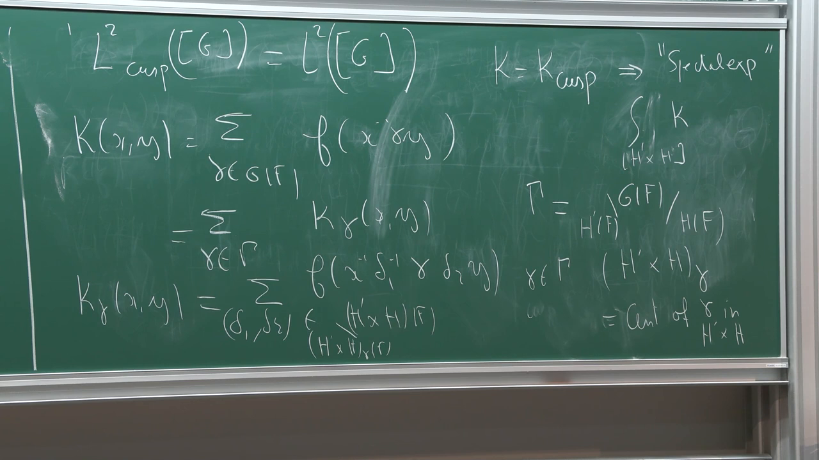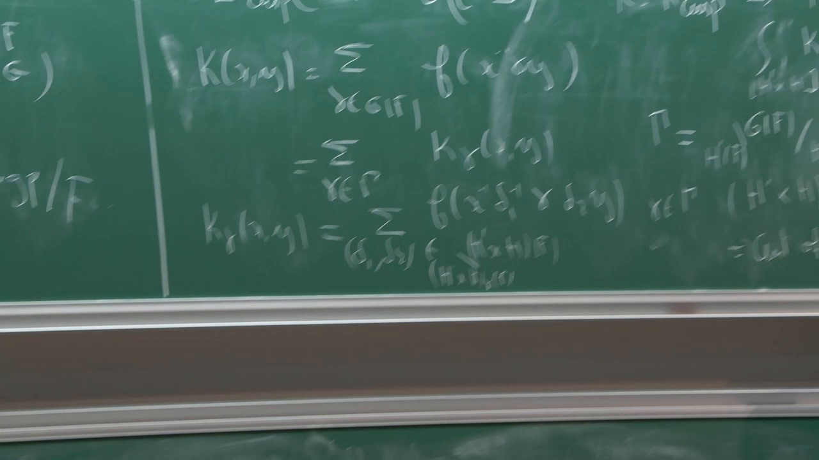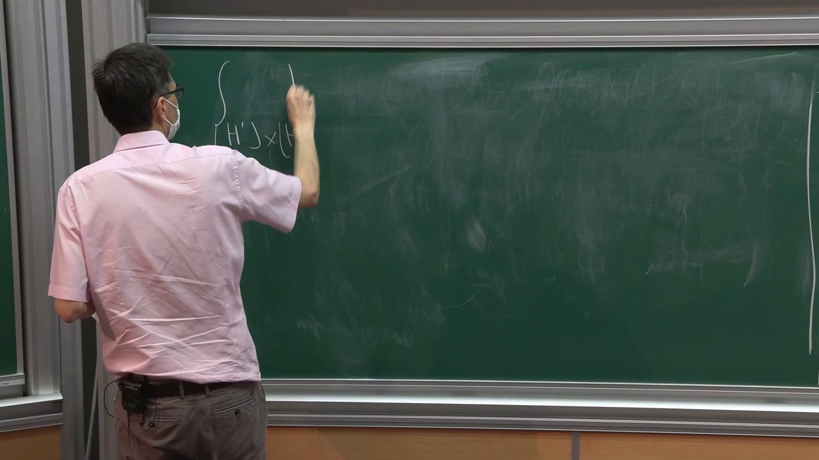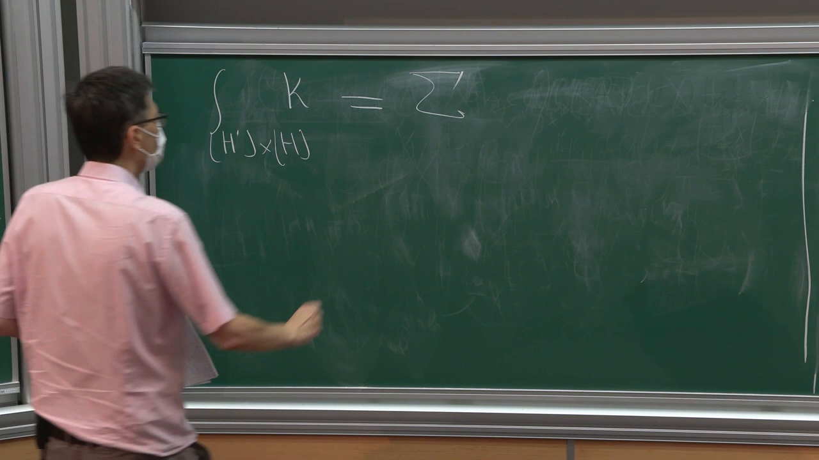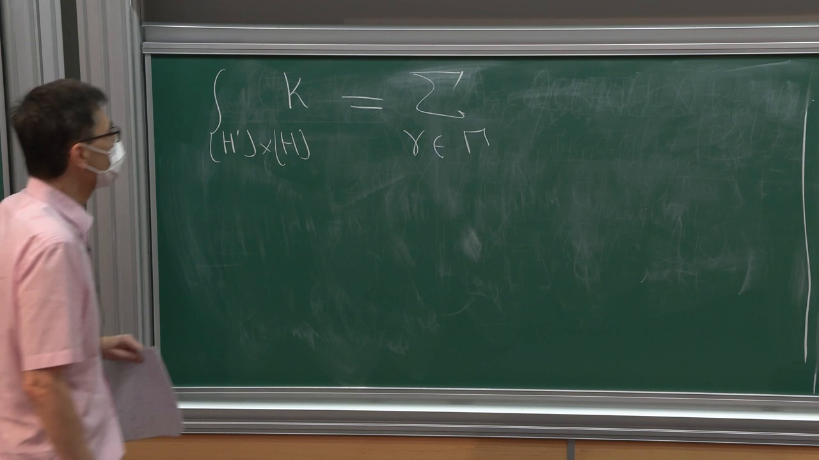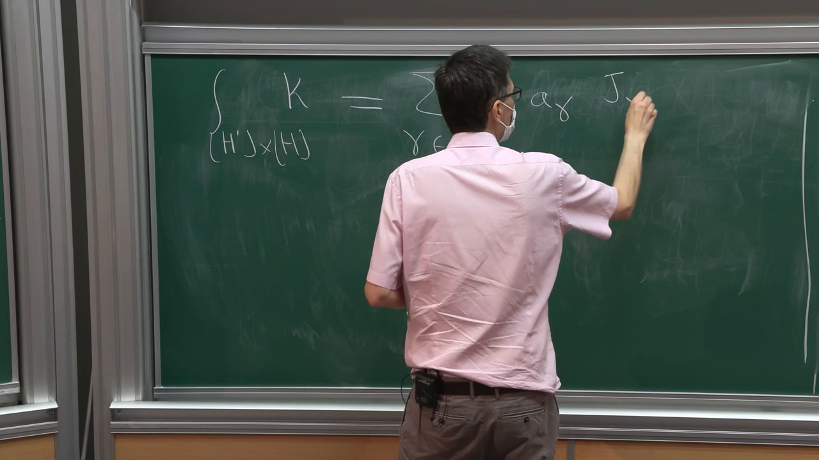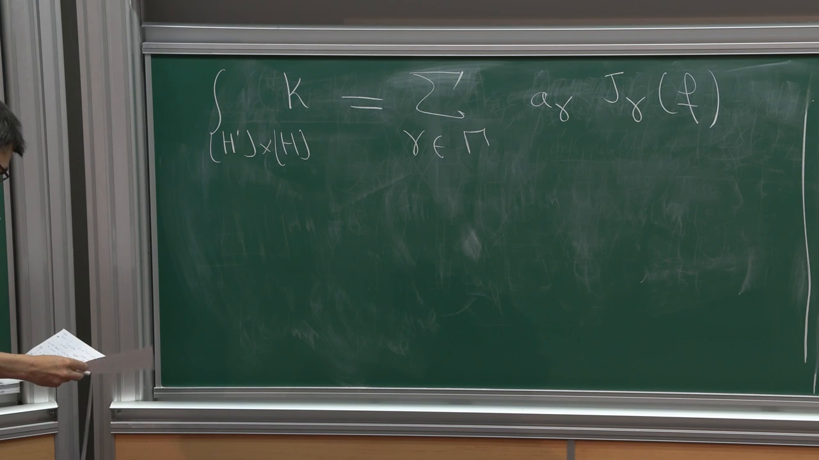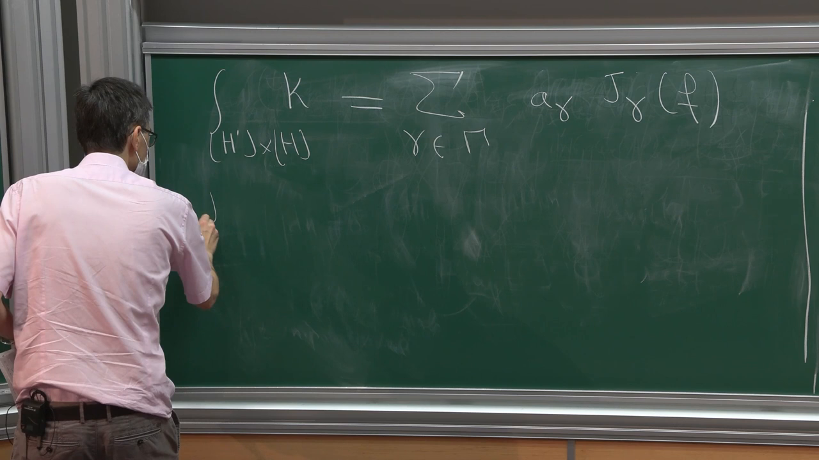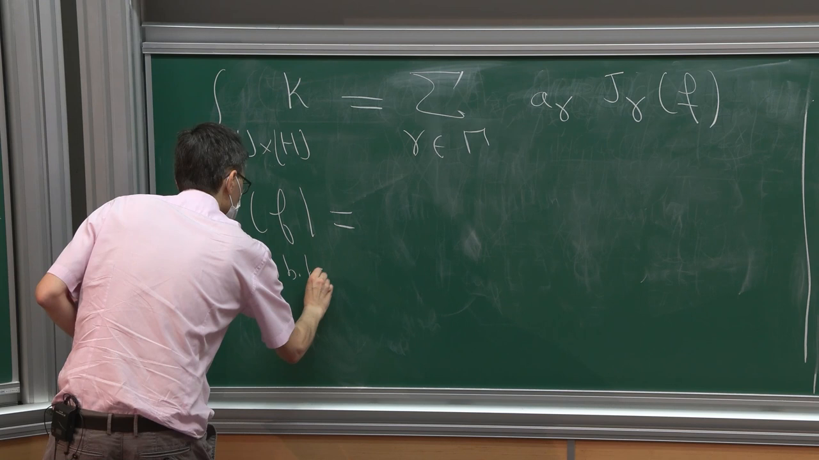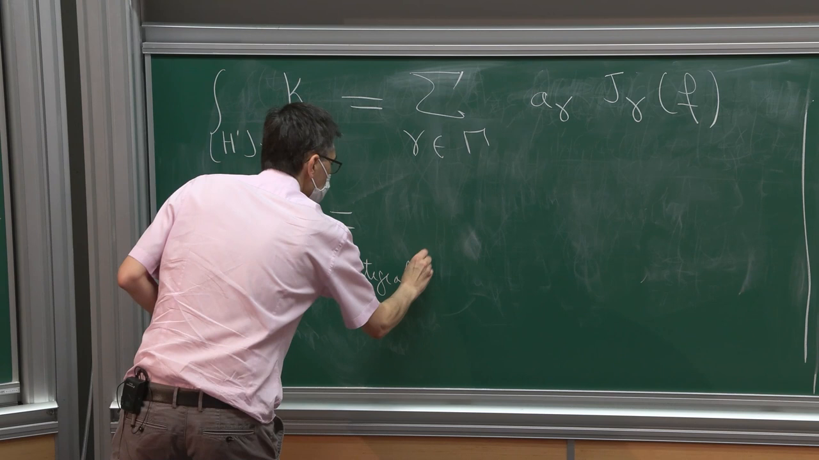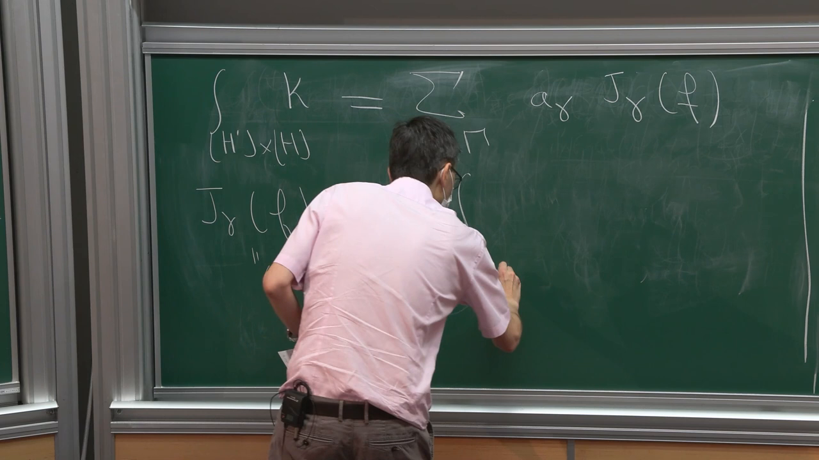So what I get is the following expression. So this is a sum over the element gamma, capital Gamma, of a coefficient A gamma and the distribution J gamma of f. So what are these objects? Well, so J gamma is what we call a global orbital integral. So this is an adelic integral over the orbit of gamma.